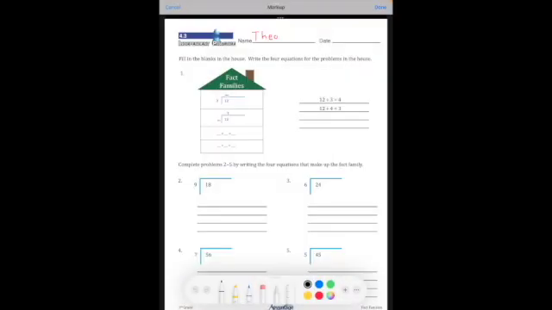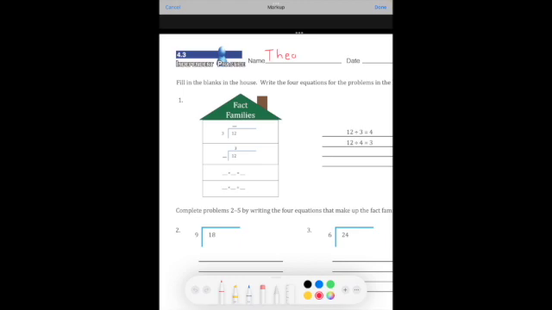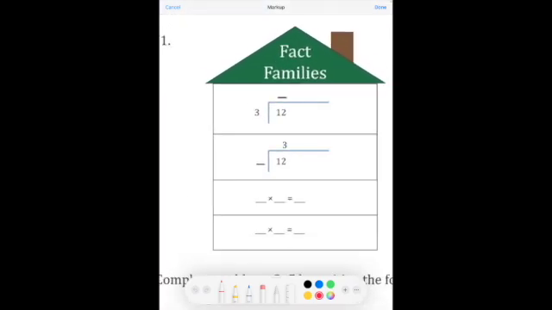All right, you ready? I'm ready. Let's get started. All right, now let's remember that we do correct our paper in red, and we're going to watch Theo solve these for us. All right, Theo, he knows that if he zooms in, he can get a little bit better of a writing.